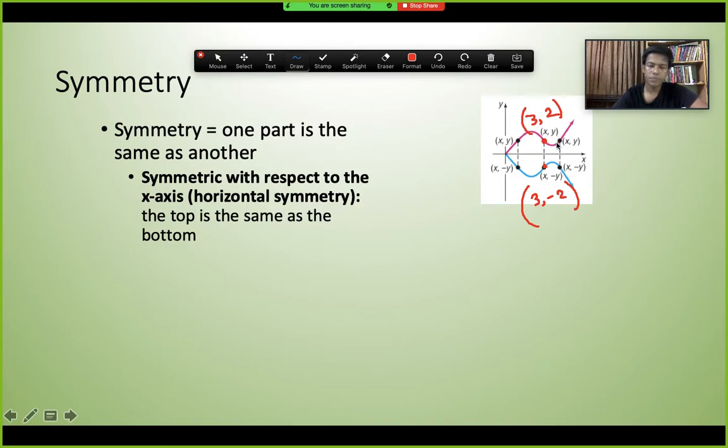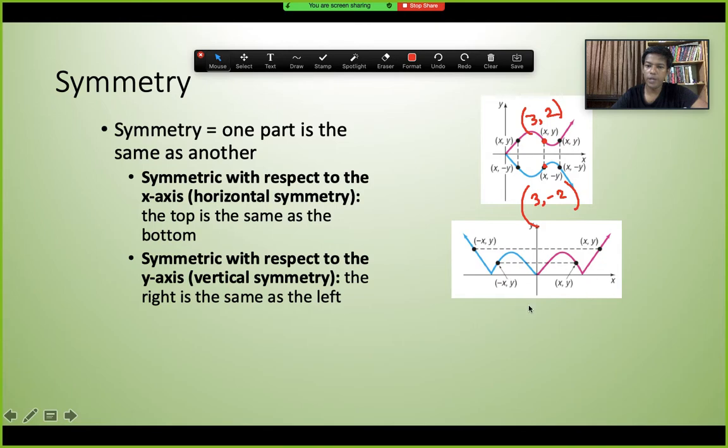By your eye estimation, you can just think that about the x-axis I can fold it, and if I fold it, they will fall on one another. They will exactly match. There will be no differences on the graph. Okay, it is said here.